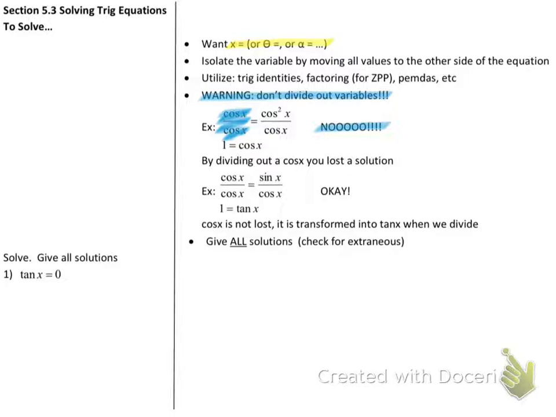That's bad. Now, if you want to rewrite something, so let's say I want to divide cosine and turn it into tangent. I didn't lose it. I just rewrote it in another fashion. And make sure you give all solutions. So we're going to do some review as we go through this because there's some Integrated 2 stuff that pops up and even Integrated 3 stuff that pops up. So I'm going to give all solutions, all.